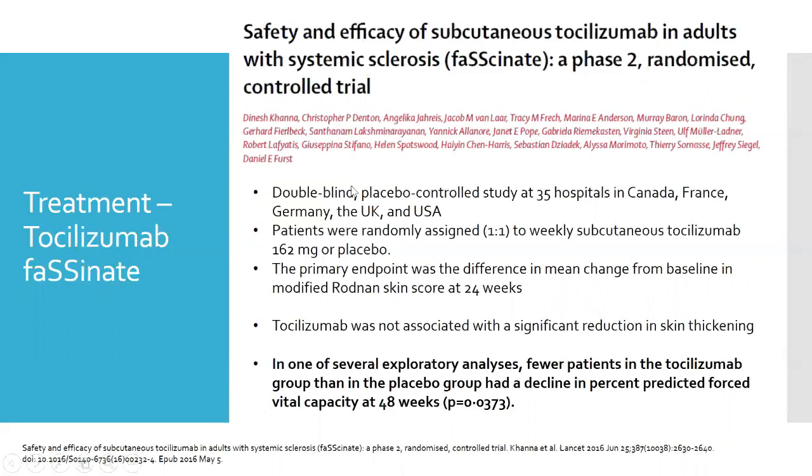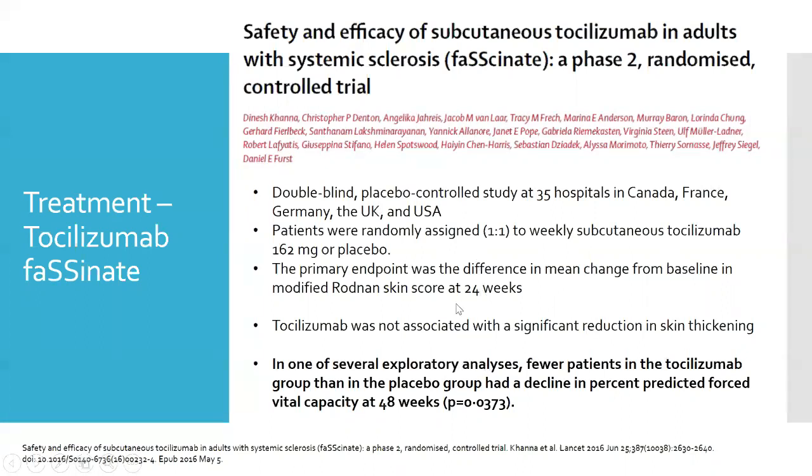So the earlier one, this was one of the earliest things that showed some benefit in terms of ILD. This was the Fascinate trial, which was published in Lancet back in 2016. Again, a double-blind placebo-controlled trial, 35 hospitals. So this was all scleroderma, like all comers. They were randomly assigned to weekly sub-Q toci or placebo. Their primary endpoint was actually looking at skin scores. And toci was actually not associated with reduction in skin thickening.